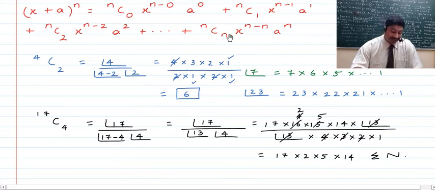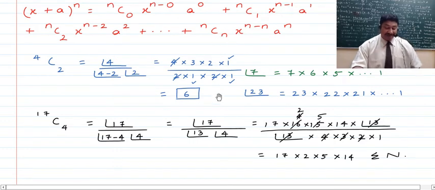So the last term, children, is going to be nCn, x raised to the power of the difference of the numbers in the superfix and the suffix, that is x raised to the power 0, and as any number raised to the power 0 is 1, this vanishes as 1 is the multiplicative identity, and then it is multiplied with a raised to the power n, the number in the suffix. So this is how we expand a binomial.